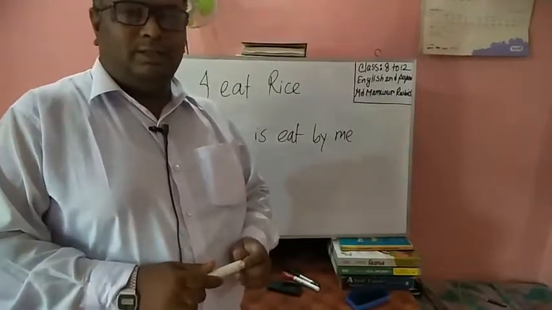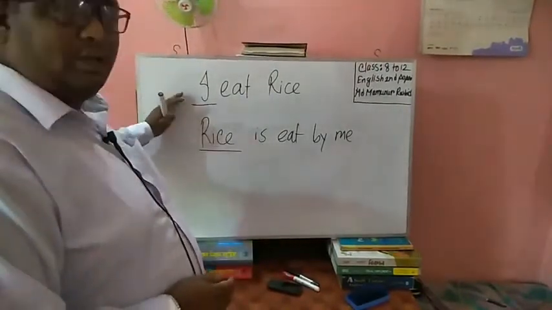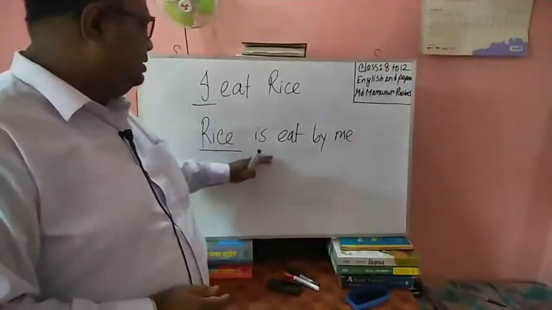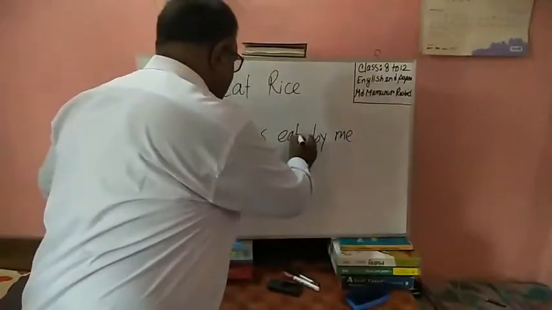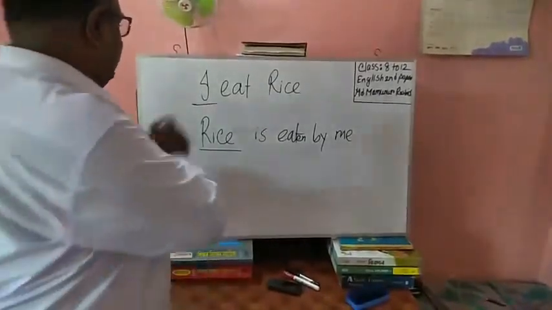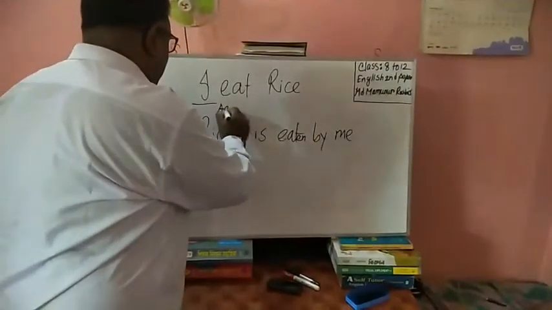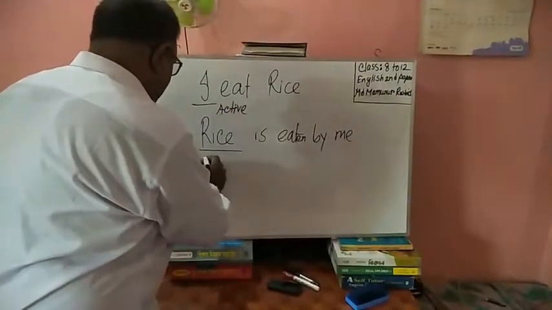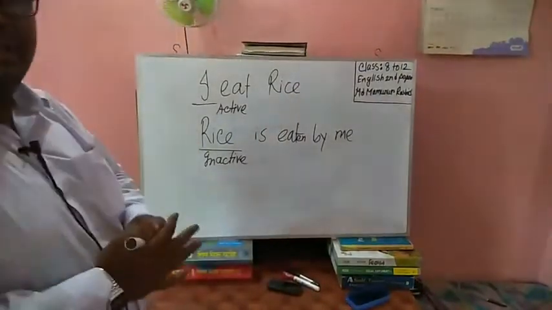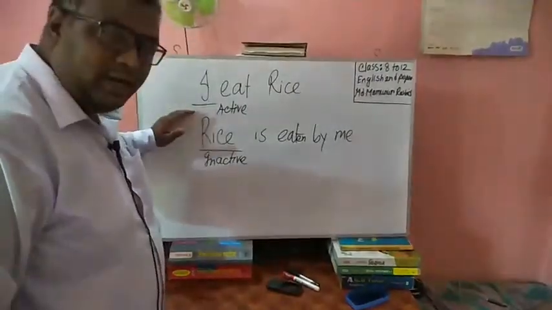So, my dear young learners, let's have a look at the board. I have written two sentences. The first one is "I eat rice," and the second one is "Rice is eaten by me." So, here look, the subject is I, and here the subject is rice. Here I is active and rice is inactive. The subject rice is inactive and the subject I is active.